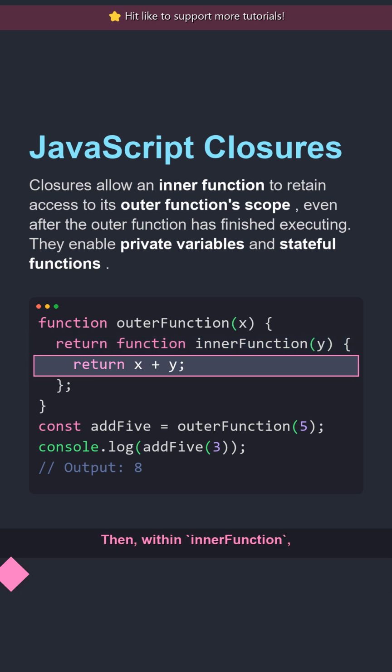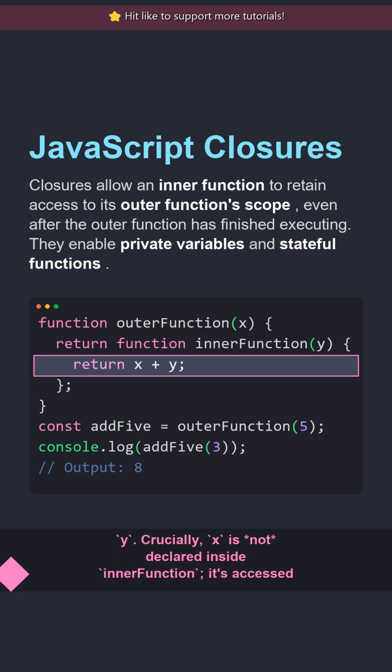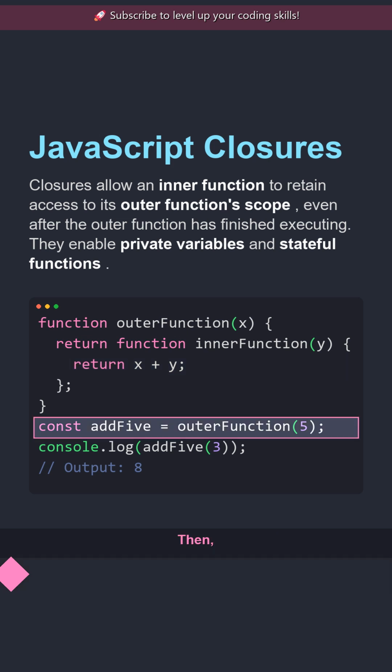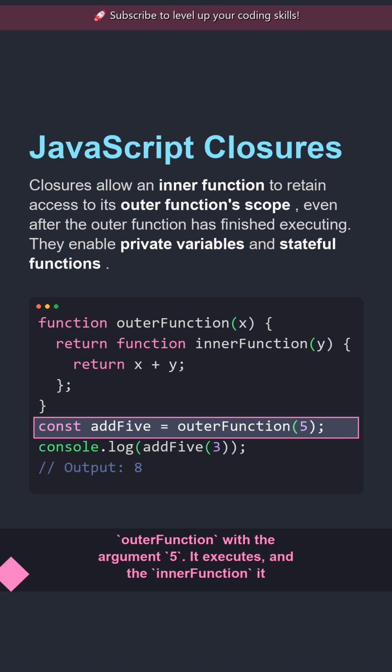Then, within innerFunction, we return the sum of x and y. Crucially, x is not declared inside innerFunction, it's accessed from outerFunction's scope, demonstrating the closure's ability to remember its creation environment. Then, here, we call outerFunction with the argument 5. It executes, and the inner function it returns is assigned to addFive. This addFive function now permanently remembers that x is 5 due to the closure.